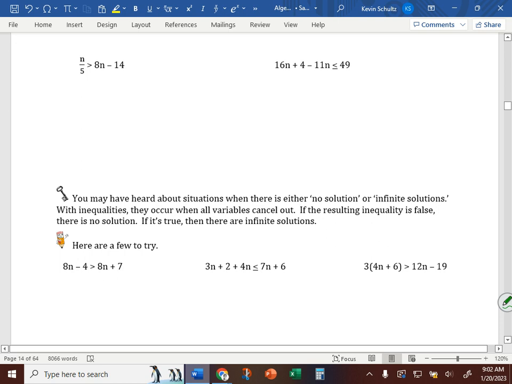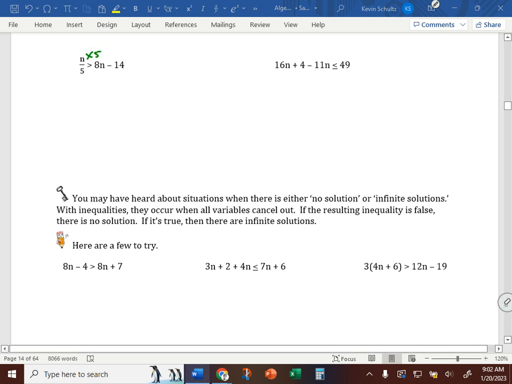n divided by 5 is greater than 8n minus 14. Ooh. We've got variables on both sides here. We also have that fraction. Okay? Let's undo the fraction first. Since we're going to have to move these 8n's around somewhere, let's do that fraction first. How do we get rid of n over 5? Yeah, kind of back to standard form, right? Multiply everything by 5. Okay?